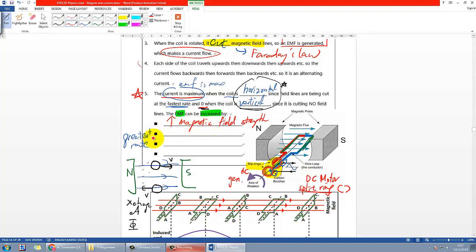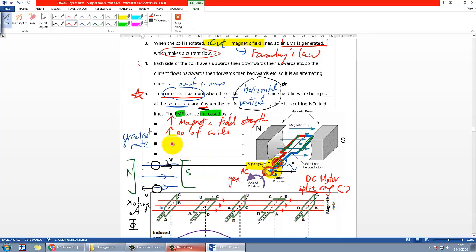Number 2, it could be increasing the number of coils. As you know, the more turns there are, the more magnetic flux linkage it would receive, since we count every single coil. So if you have double the number of coils, then the current will simply be double.